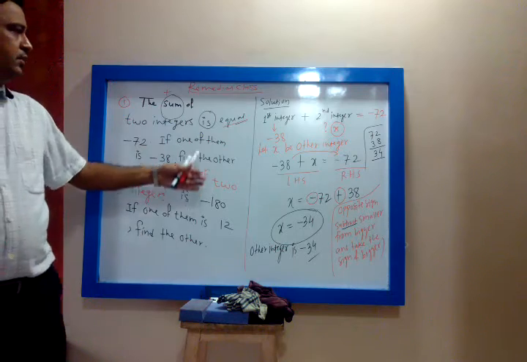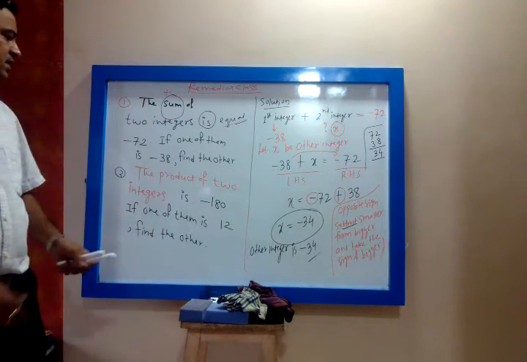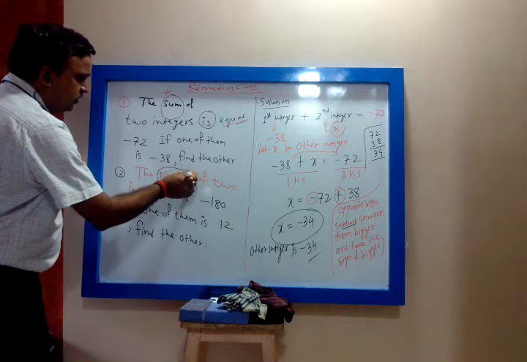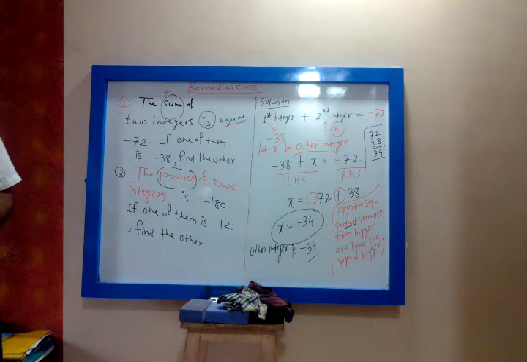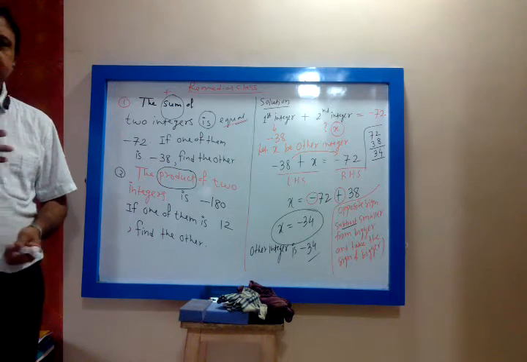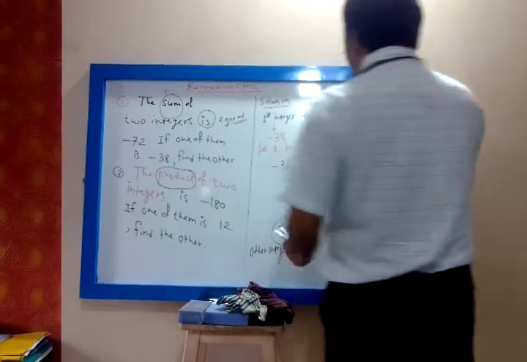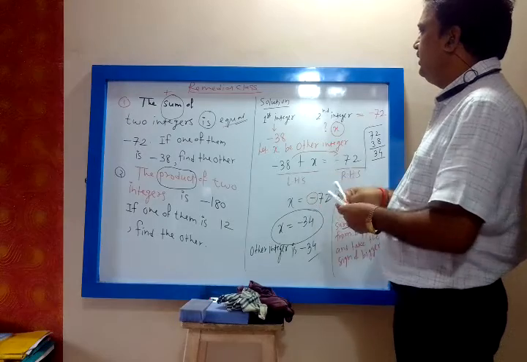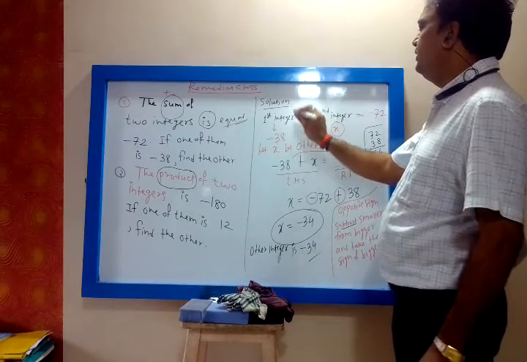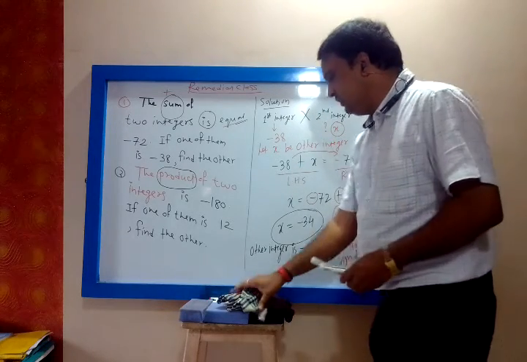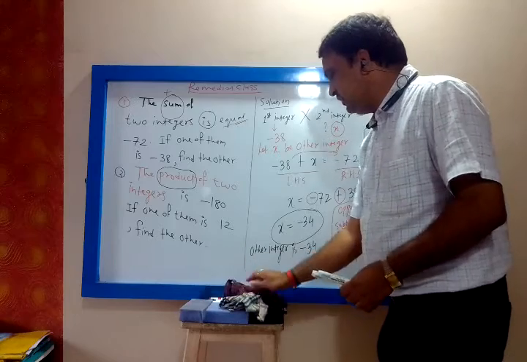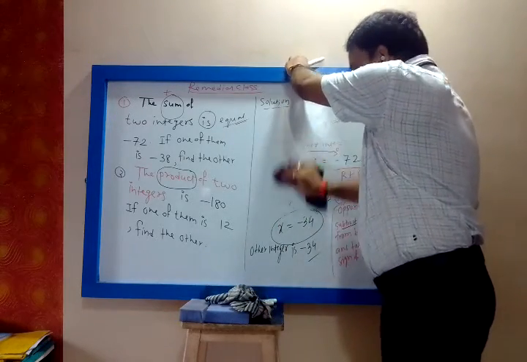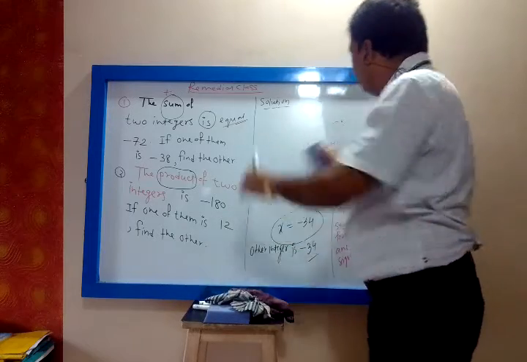Okay. Now in the same way you will do the other. What do you mean by product? Yes, multiplication. So instead of plus you will write multiplication: first integer into second integer. Okay. In the same way do this and get the answer. Tell me the answer first. Solve this. I want everybody to solve this.